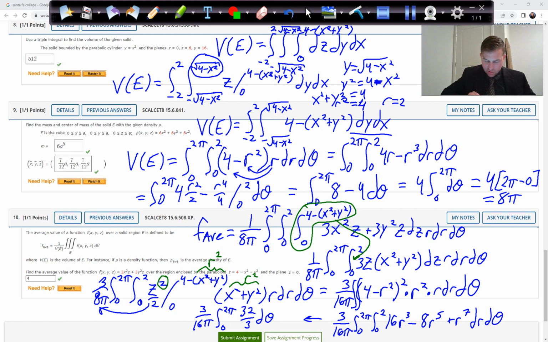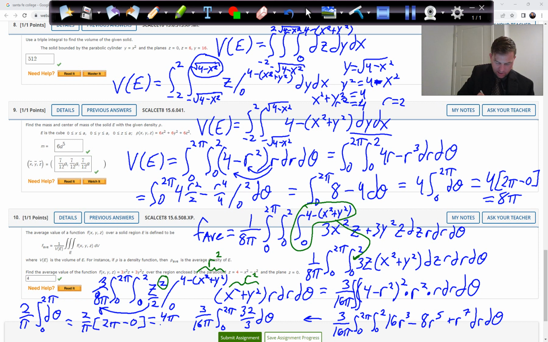These 3's will cancel. 32 divided by 16 is 2. So we get 2 over pi times the antiderivative of d theta from 0 to 2 pi, which is just 2 over pi times 2 pi minus 0, which is equal to 4 pi over pi, which is 4. So all that work, and we get the answer is 4.